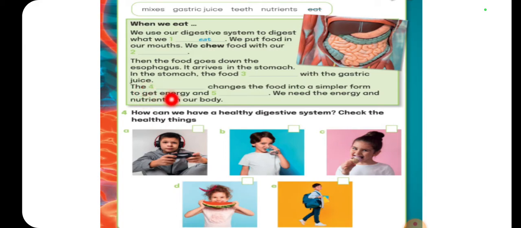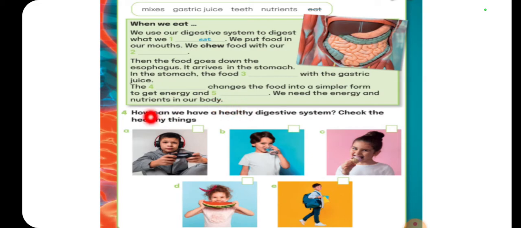The gastric juice changes the food into a simpler form to get energy and nutrients. We need the energy and nutrients in our body.